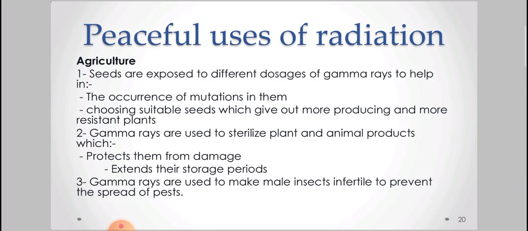Agriculture. Number 1, seeds are exposed to different dosages of gamma rays to help in the occurrence of mutation in them, choosing suitable seeds which give more productive and more resistant plants. Number 2, gamma rays are used to sterilize plant and animal products, which protects them from damage and extends their storage periods. Number 3, gamma rays are used to make male insects sterile to prevent the spread of pests.